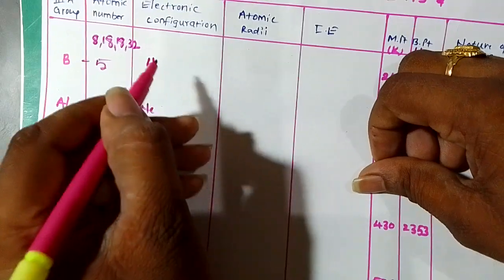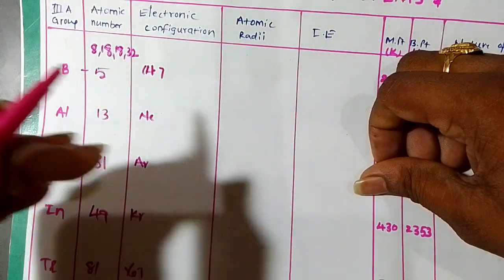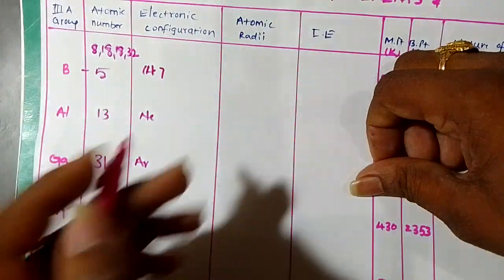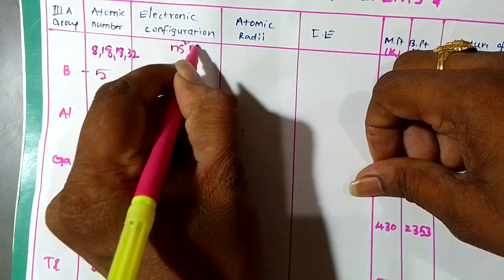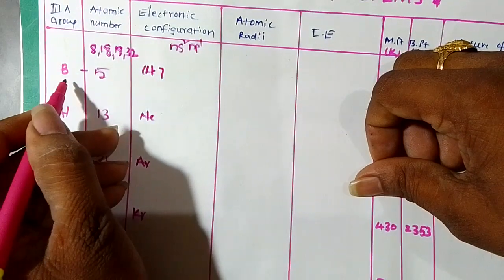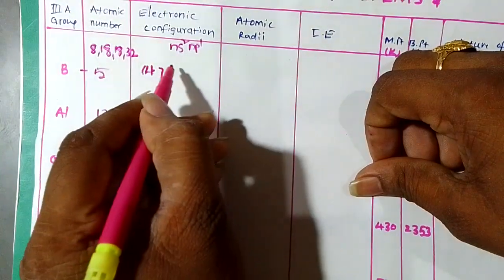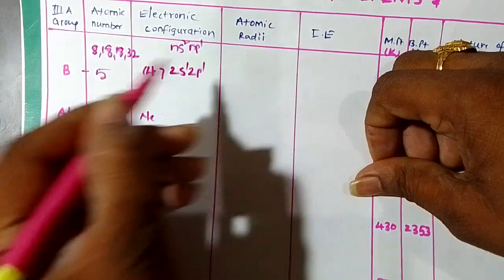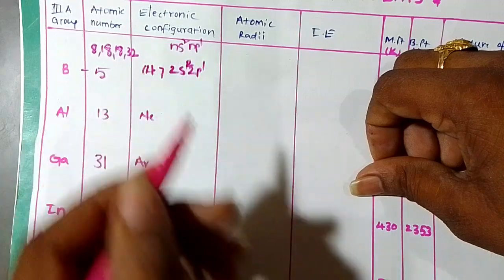And next, these belong to the third A group, which means the valence electronic configuration of third A group elements is ns2 np1. Now boron belongs to the second period. Can we write 2s2 2p1? Yes, we can write it, because boron belongs to the second period. That's why you can write 2s2 2p1.